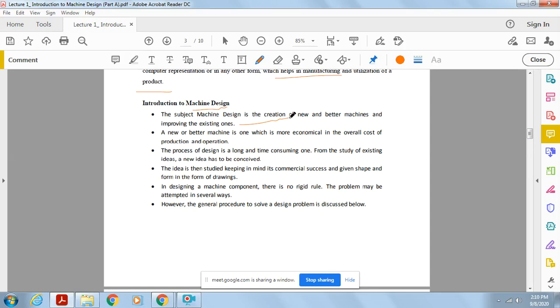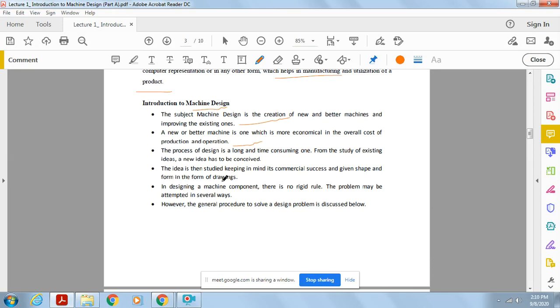Next, a new or better machine is one which is more economical in the overall cost of production and operation. Of course, whatever the existing design we have, if that existing part is very difficult to manufacture or very difficult to handle, only in that case the designer should think about modification of the existing part, so that manufacture will be easy, and the utilization and operation methodology for this system will become easier.